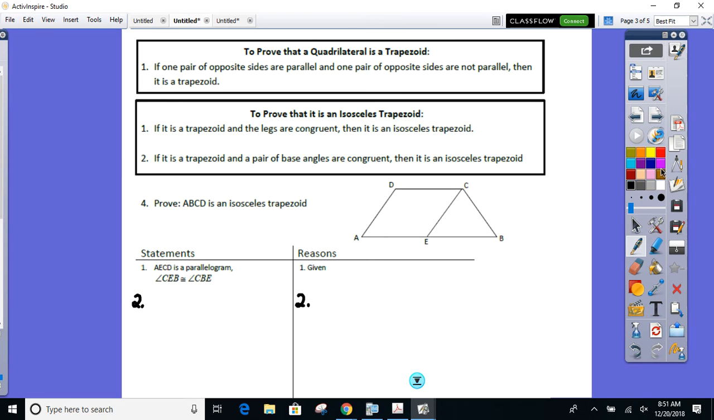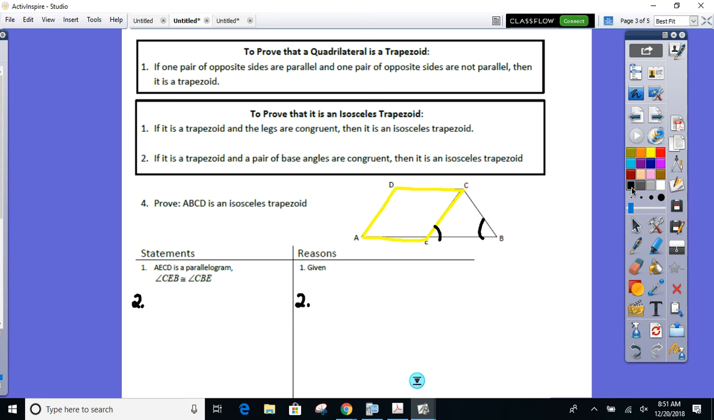So we know AECD is a parallelogram. Maybe that'll help us out. And two angles are equal down here. Can you get me a pair of opposite sides parallel in ABCD? Can we do that? I hope so. We can use this parallelogram to our advantage to do that.